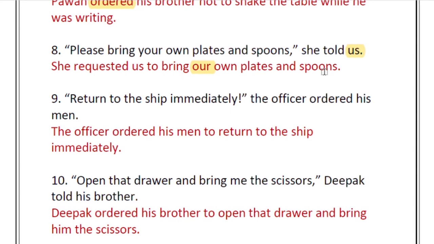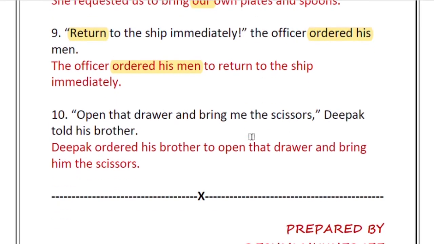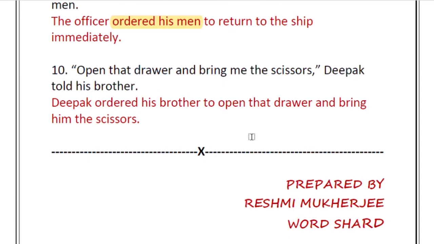Number 9. Return to the ship immediately. The officer ordered his men. So the officer ordered his men. This is already given. So we will not change. Ordered his men. Then to do what? Which one is the main verb? Return. So to return to the ship immediately. Rest will be same. Coming to the last one.